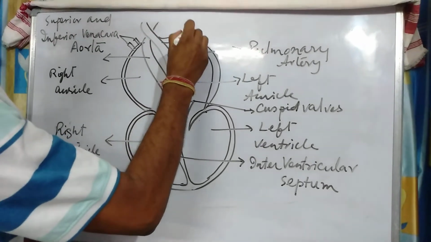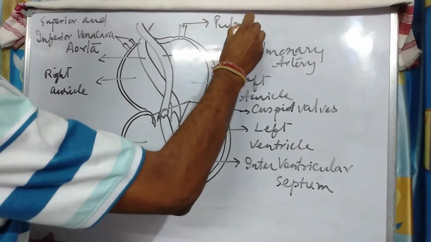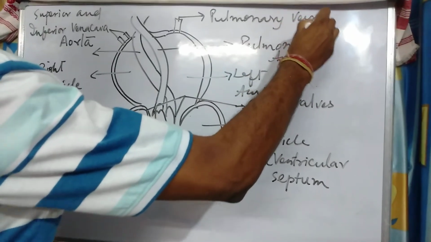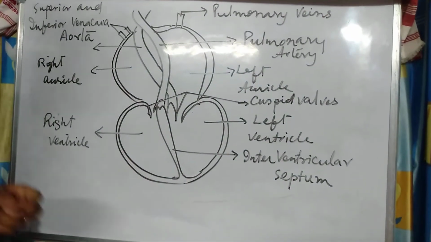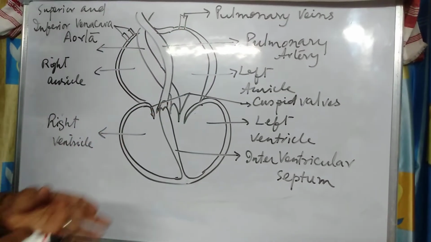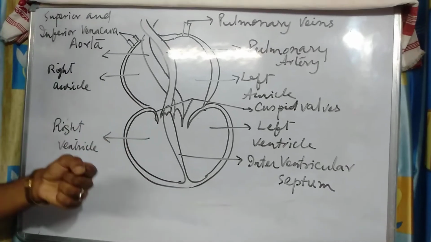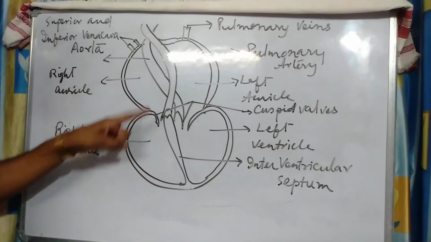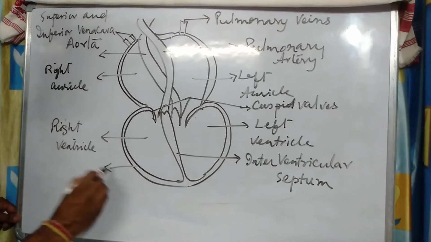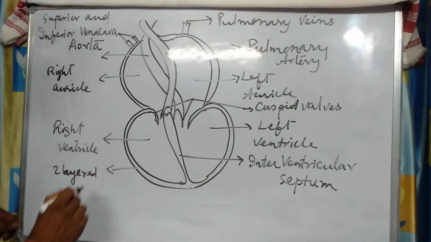Here there is another one called pulmonary veins. Is it clear to you? The heart is the size of a fist and it is having two chambers. That is called pericardial. These are called what? Two-layered chamber, called the pericardial chamber.